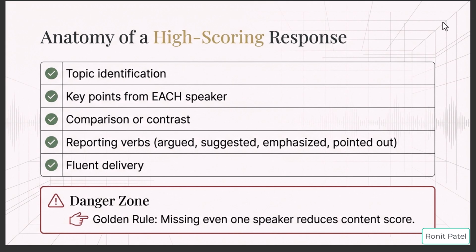Fifth, fluent delivery. Even perfect content can suffer if delivery is broken. Fluency requires steady pace, minimal hesitation, and natural rhythm. Now, the danger zone is provided in the red box. This is one of the most important warnings in the entire deck. Missing even one speaker reduces content score.